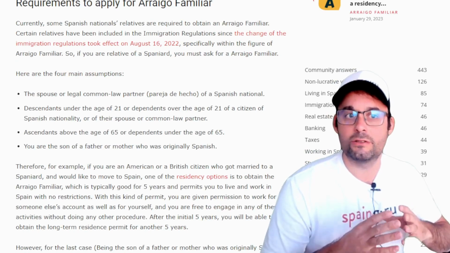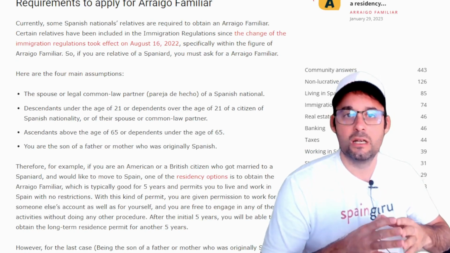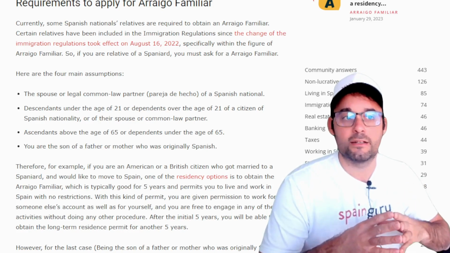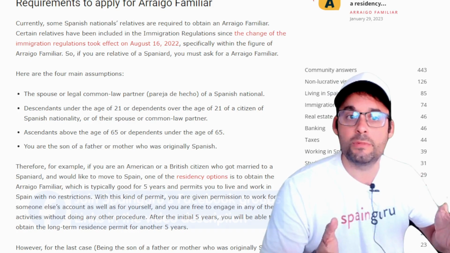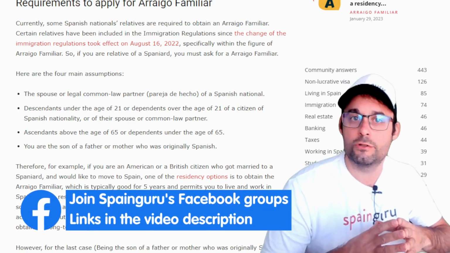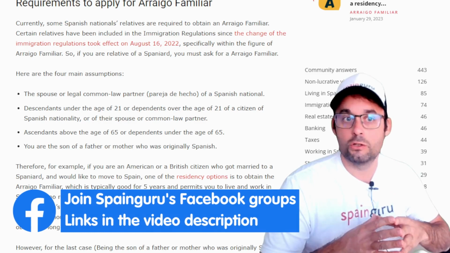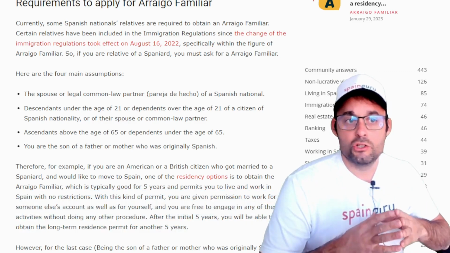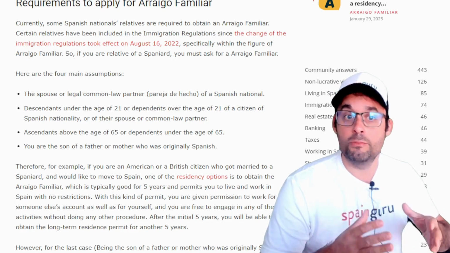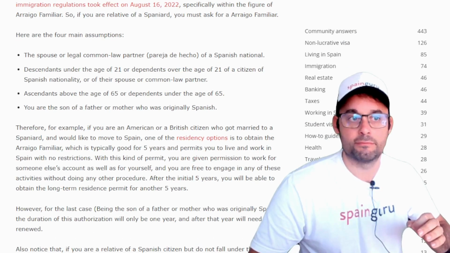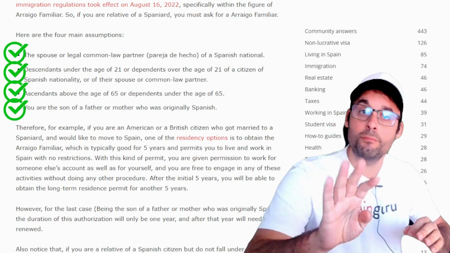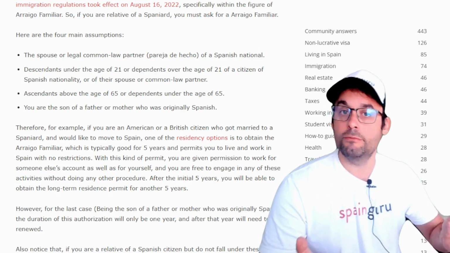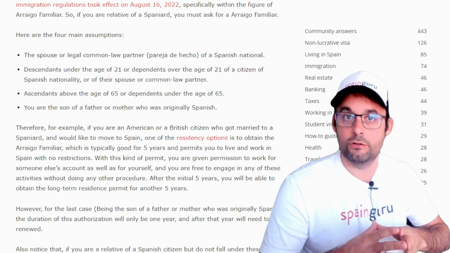What are the requirements to apply for Arraigo Familiar? Currently, some Spanish nationals' relatives are required to obtain an Arraigo Familiar. Certain relatives have been included in the immigration regulations since the change of immigration regulations that took effect in August 2022, specifically within the figure of Arraigo Familiar. So, if you are a relative of a Spaniard, you must ask for Arraigo Familiar. Here are the four main assumptions. If you are in any of these assumptions, you may be eligible to request an Arraigo Familiar.